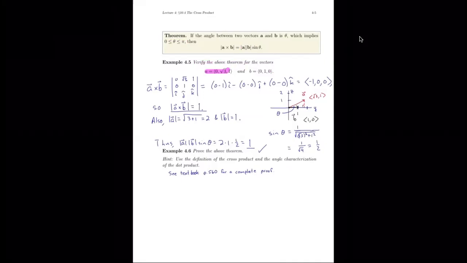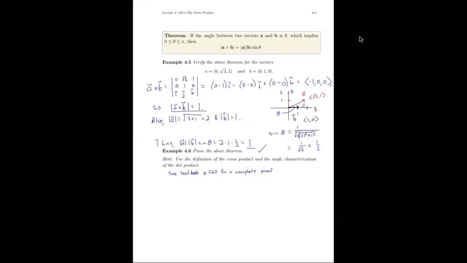So A cross B, set it up with our matrix determinant. And what we get from that is negative 1, 0, 0. And then we take the magnitude of that, and we realize that that is 1. The magnitude of this vector is 1 using the magnitude formula. Okay, hold on to that.